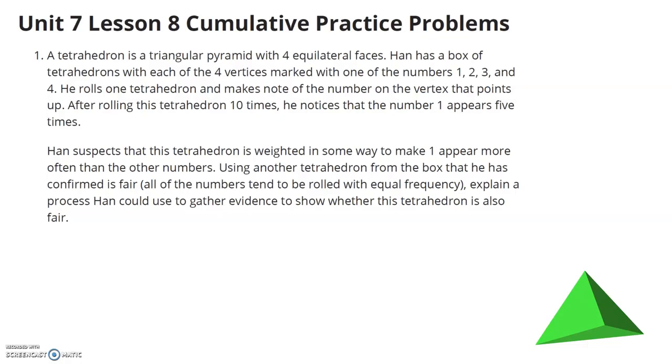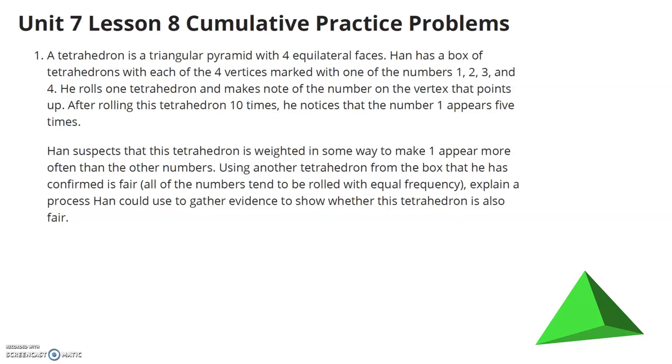Han suspects that this tetrahedron is weighted in some way to make 1 appear more often than the other numbers. Using another tetrahedron from the box that he has confirmed is fair, meaning that all the numbers tend to be rolled with equal frequency, explain a process Han could use to gather evidence to show whether this tetrahedron is also fair.